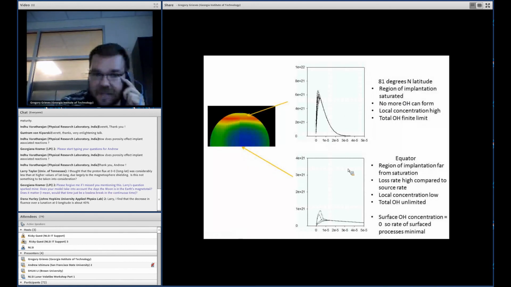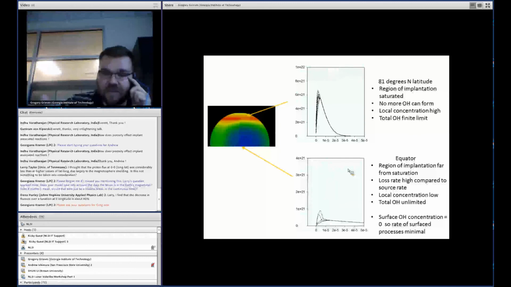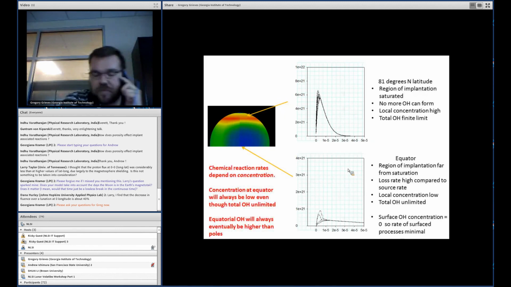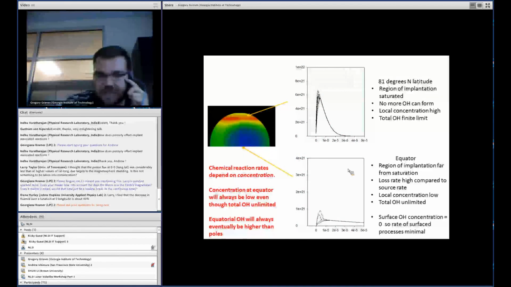equatorial proton distribution and the high latitude proton distribution. The biggest difference you can see here is that at high latitudes, the deposition region where the protons are implanting reaches saturation, and so no more OH can form. Whereas at low latitudes, the OH concentration is low. Diffusion carries it inward. The total amount of OH in the grain can grow, basically unlimited, so that the loss rate at the equator eventually is going to be beat out.